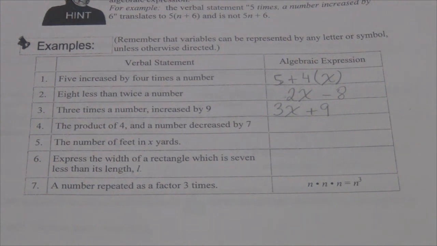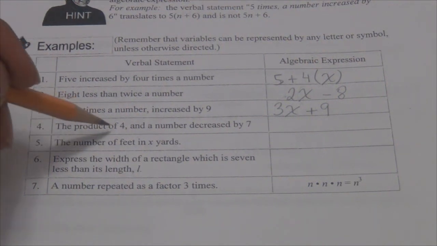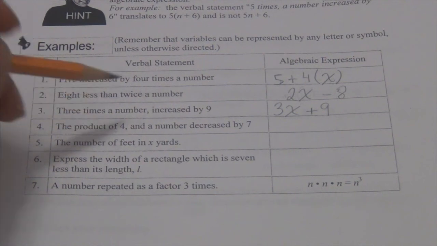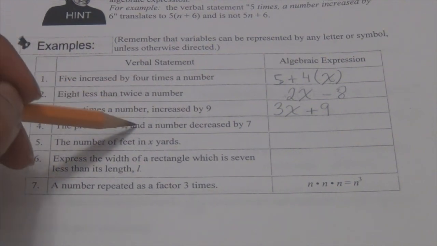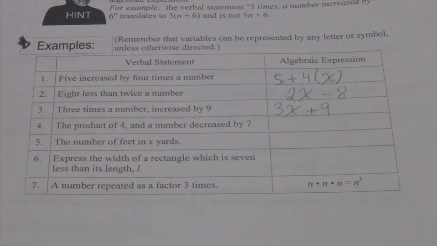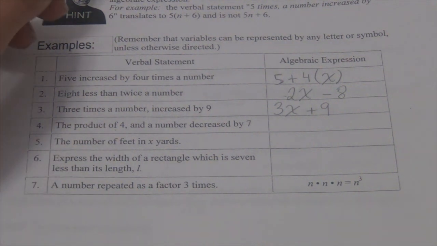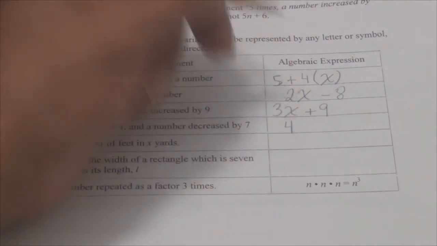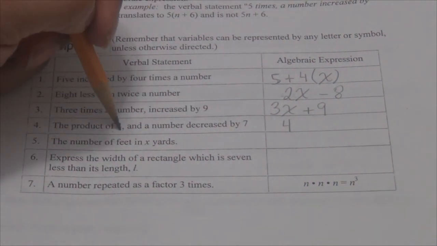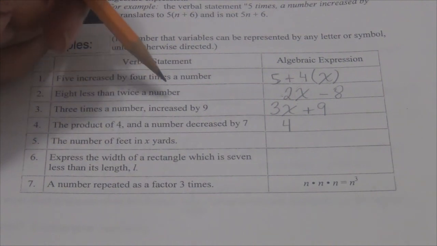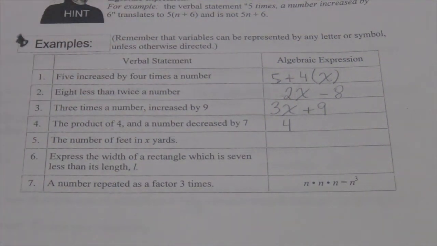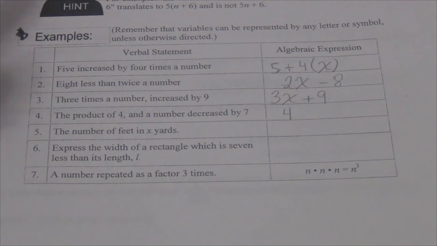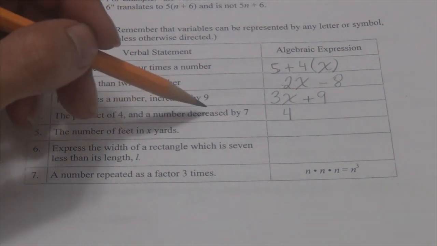Let's try this. The product of 4, comma, and a number decreased by 7. The product of 4 means multiplication of 4 and another number. And a number decreased by 7.